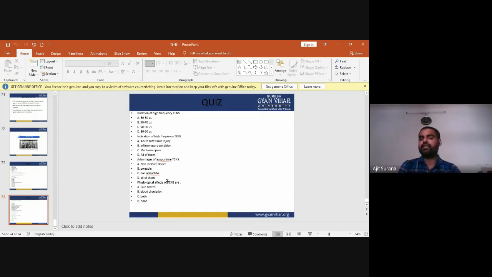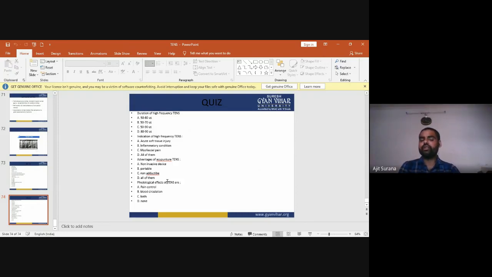The first is the conventional TENS, which is high frequency and low intensity. The second is low frequency and high intensity TENS. Next are brief TENS, modulated TENS and burst TENS. Mainly, it is of five types. It is contraindicated in conditions of loss of skin sensation and severe conditions. So this is all about the TENS.